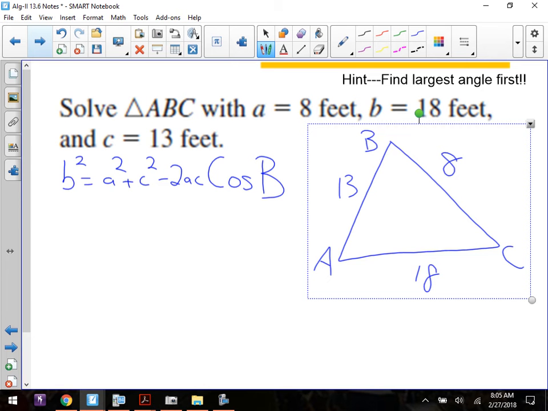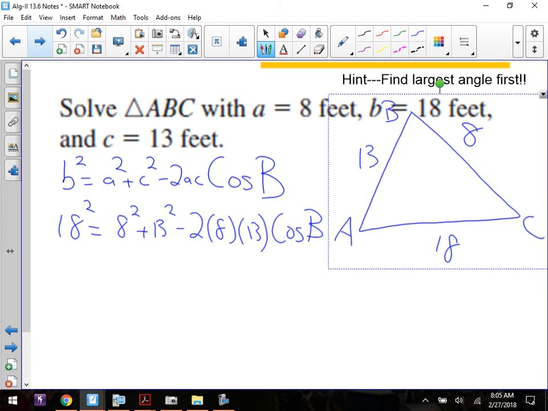Okay, we fill in our blanks. So we have what? 18 squared is 8 squared plus 13 squared minus 2, 8, 13. Okay. Now, this just looks weird. You're trying to solve for B. What I want you to do is think of it this way. As you start putting it together, when you have to find an angle, take a minute and rewrite it as 2 different steps. It will alleviate a lot of screw-ups.